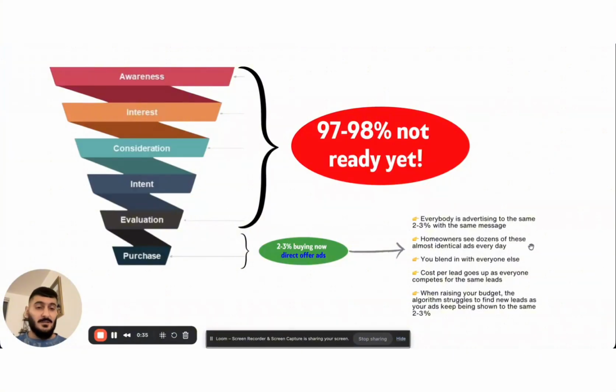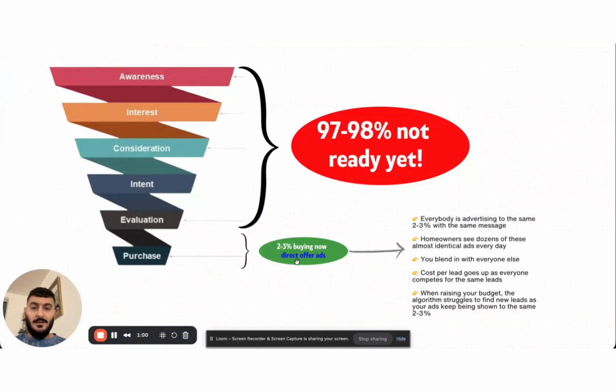Homeowners see dozens of these almost identical ads every day, and they just tune them out. You blend in with everybody else. Your cost per lead goes up as everybody is competing for the same leads and the same pool of people. And when you raise your budget, the algorithm struggles to find new leads as your ads keep being shown to the same 2 to 3%.